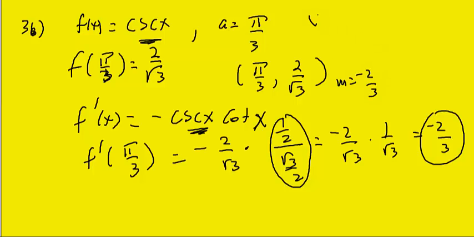So my equation is y minus 2 over rad 3 is equal to negative 2 over 3 times x minus pi over 3.